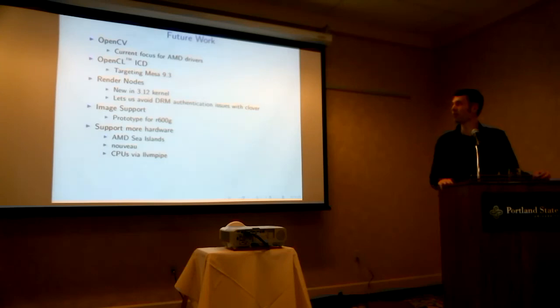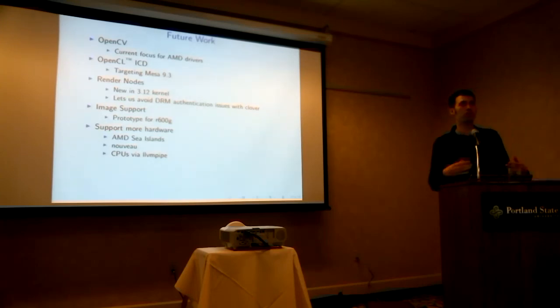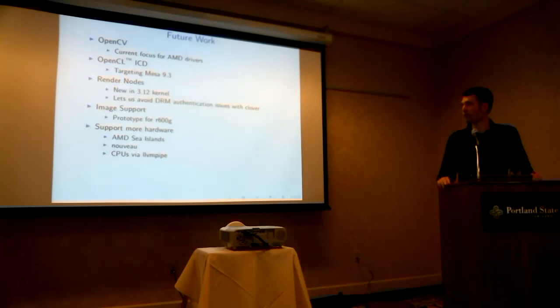The other thing I'm really interested in is the render nodes. We heard a talk about that yesterday. It'd be really nice not to have to deal with the DRM authentication, so I'm hoping we can get that hooked up pretty soon. Another thing is image support. Besides buffers, you can also create images in OpenCL. That's something I've been working on a little bit for R600, so hopefully that's something we can do in the future.